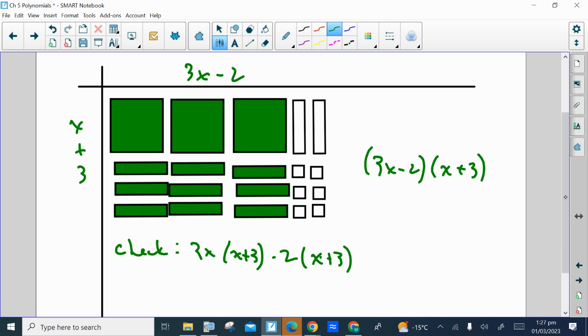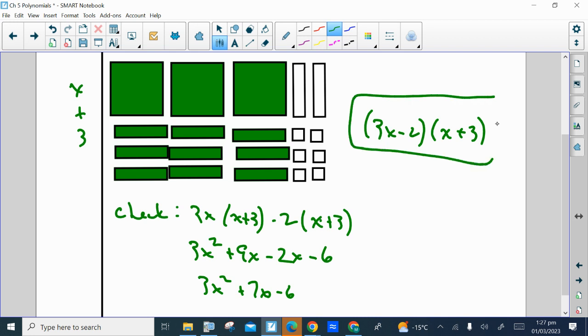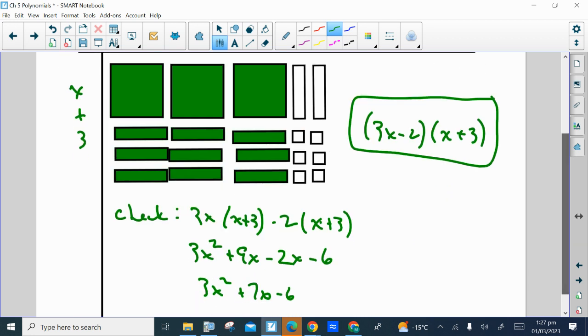This is our check. We're going to multiply them together. So that gives us 3x squared. That gives us our positive 9x's. Then we have our minus 2x's and our minus 6. Again, 9x take away 2x is positive 7x. We just checked. Our factors are correct. Right? That is the original trinomial that we started with. So we know our factors are correct.